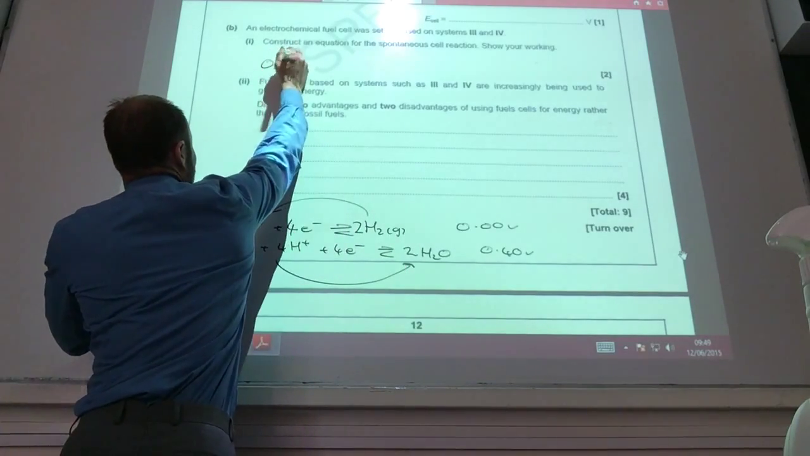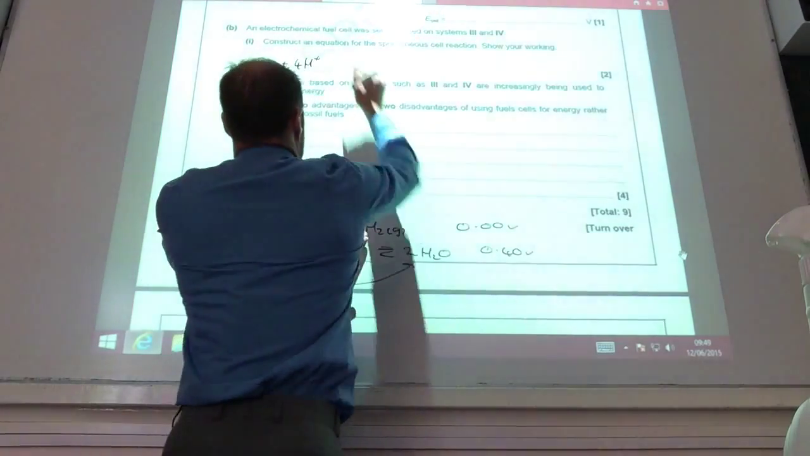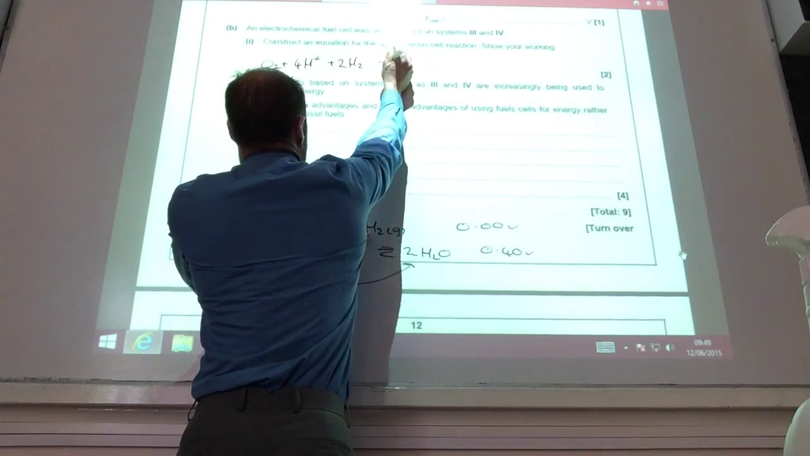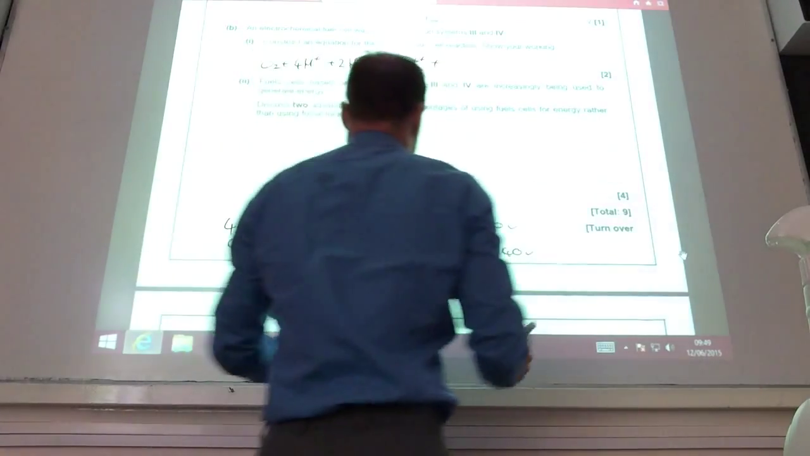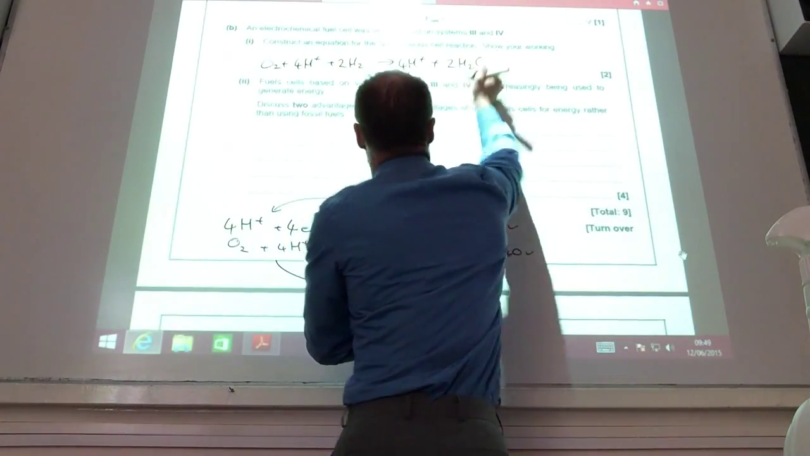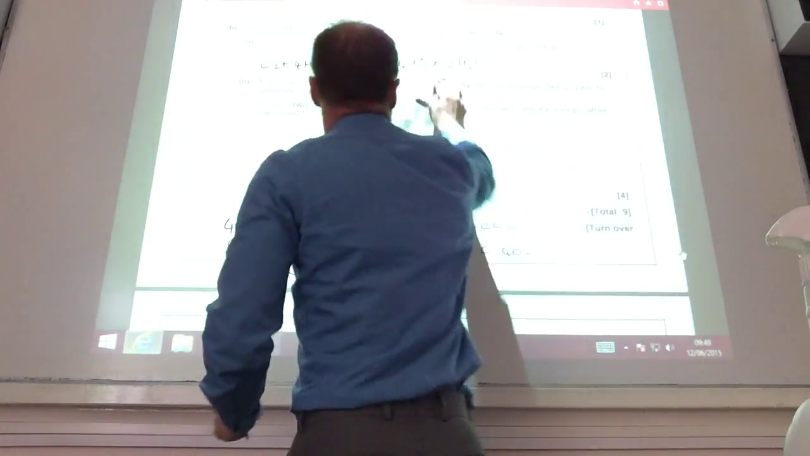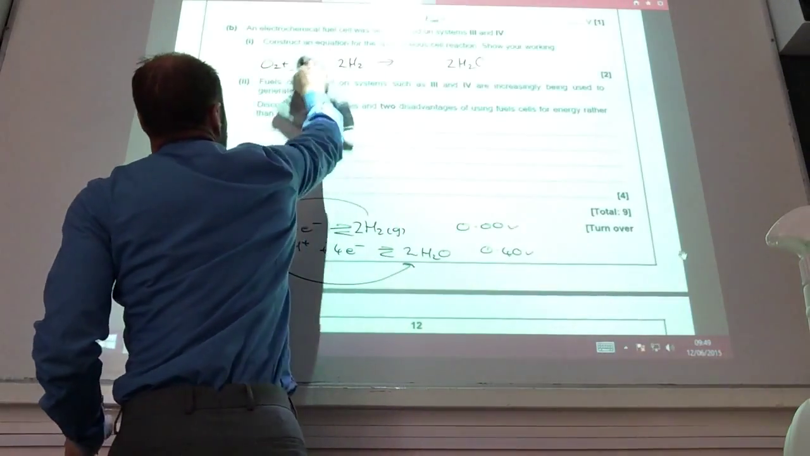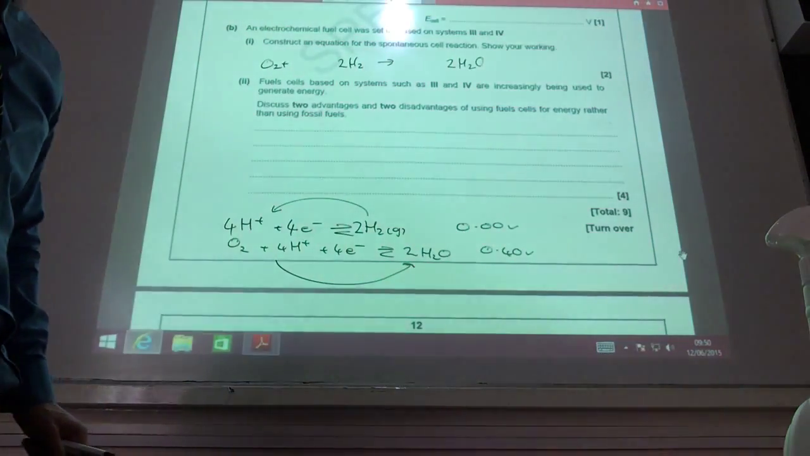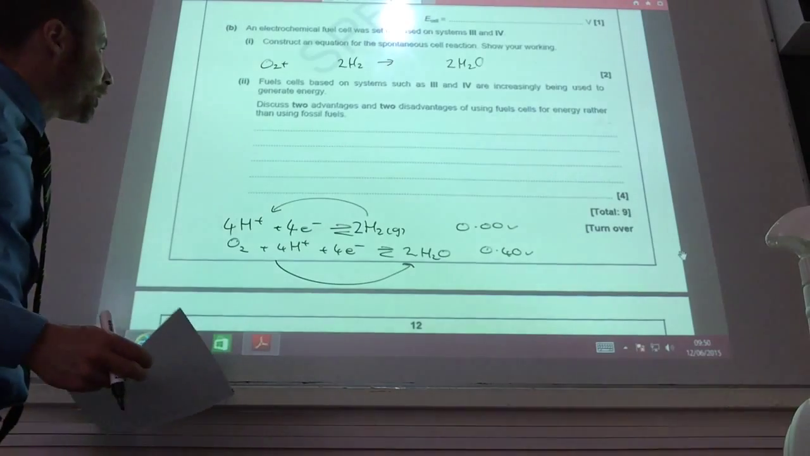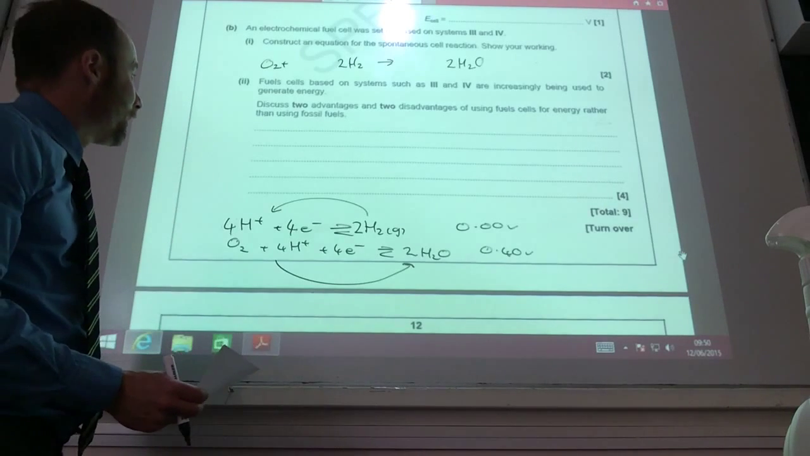So it becomes O2 plus 4H+ plus 2H2 goes to give me 4H+ plus 2H2O. And you'll notice that I've got 4H+ on both sides, so those two cancel out to give me O2 plus 2H2 goes to 2H2O. It then talks about what are the two advantages and disadvantages of doing this, using this rather than fossil fuels.